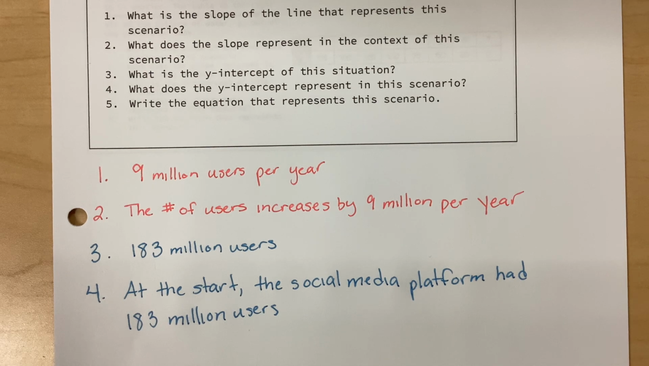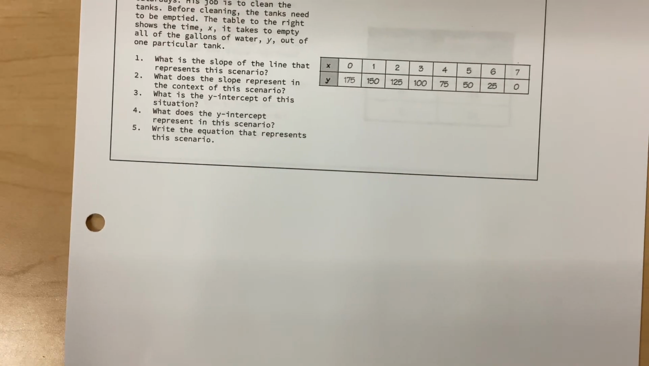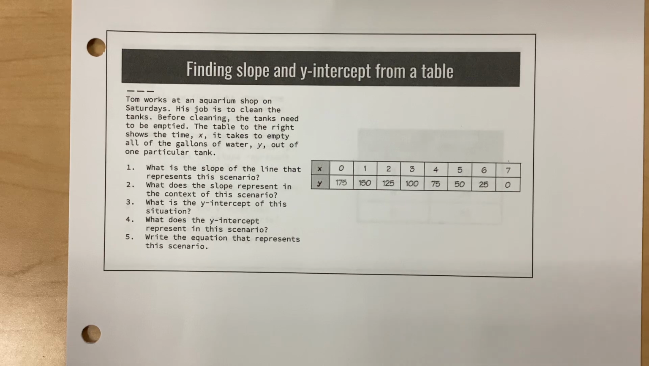All right, let's move on from equations and start talking about tables. It says Tom works at an aquarium shop on Saturdays. His job is to clean the tanks. Before cleaning, the tanks need to be emptied. The table to the right shows the time, which is X, it takes to empty all of the gallons of water, which is Y, out of one particular tank.